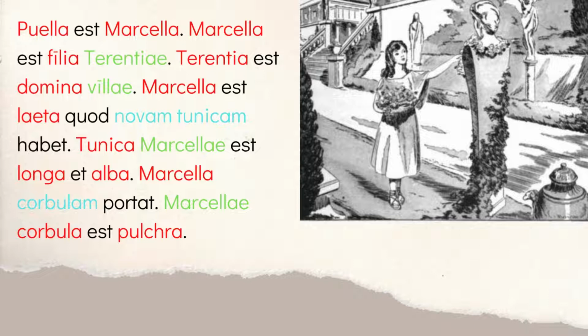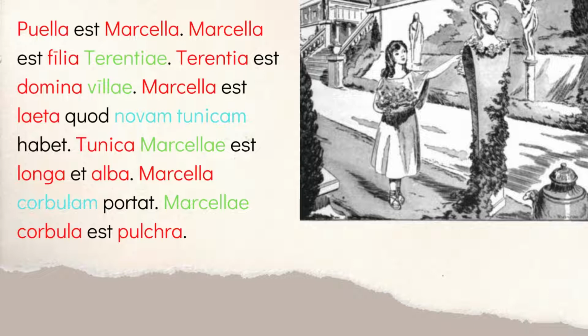"Marcella est filia Terentiae." So Marcella is a filia, is a daughter, is the daughter, you might say. Now we have this word, Terentiae. So it's a name, Terentia, and it's telling you whose daughter Marcella is. So it's showing you possession. So this is our genitive singular noun ending. So you want to translate it as "Marcella is the daughter of Terentia."